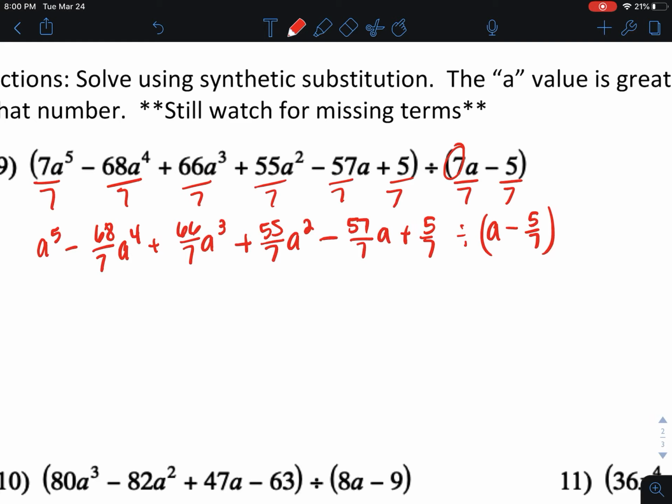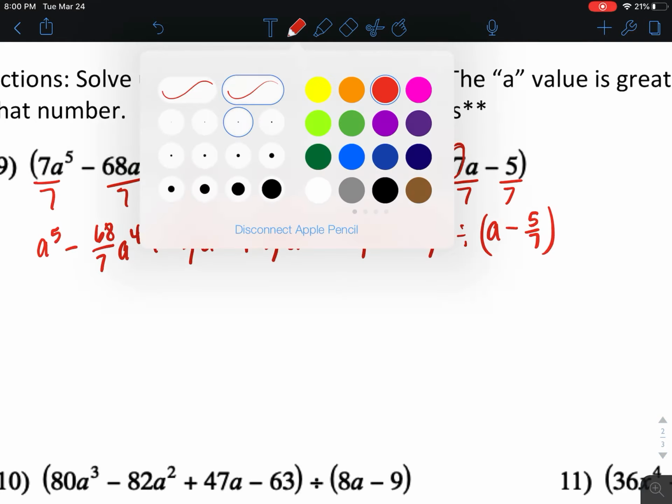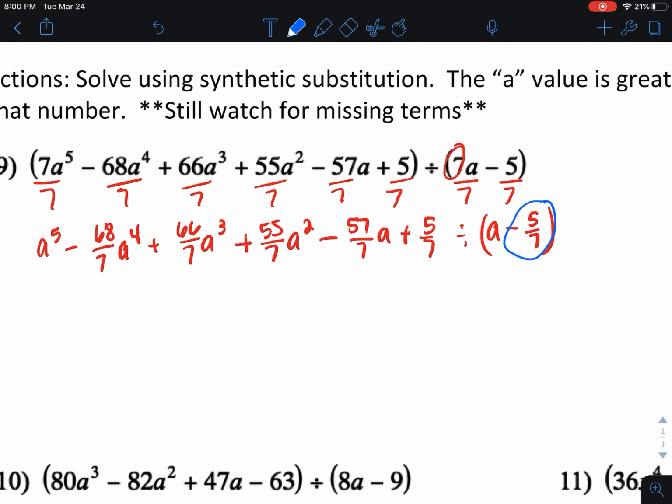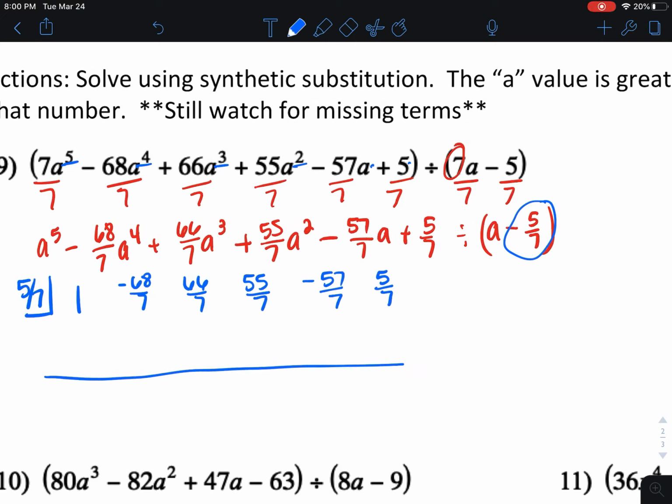We're going to use the same exact procedure as before. We start off by taking the opposite of this number and putting it on the outside, so it's 5/7. Now I write down all of my coefficients. I've got powers 5, 4, 3, 2, 1, and then 0, so we don't have to worry about any missing terms. The coefficients are 1, negative 68 over 7, 66 over 7, 55 over 7, negative 57 over 7, and a positive 5 over 7. Leave some space and draw my line.